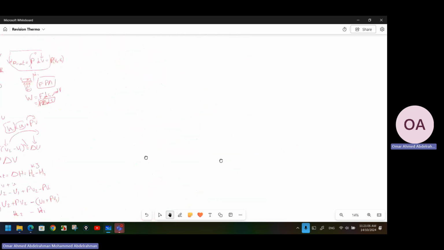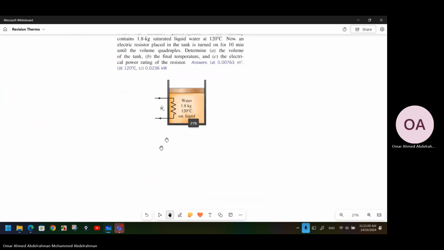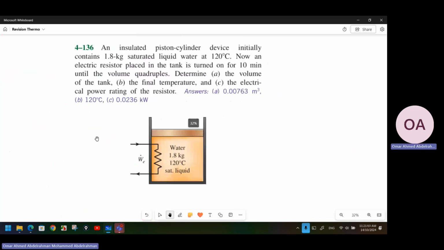Let's move to the next question. This one also has an electrical heater. So I tried to get a different idea from the YouTube tutorial, and I think this will be enough. I don't think that the doctor will bring a question that contains a spring or something like this. I don't think so. Usually he brings piston cylinder, unless he changes. Let's see.